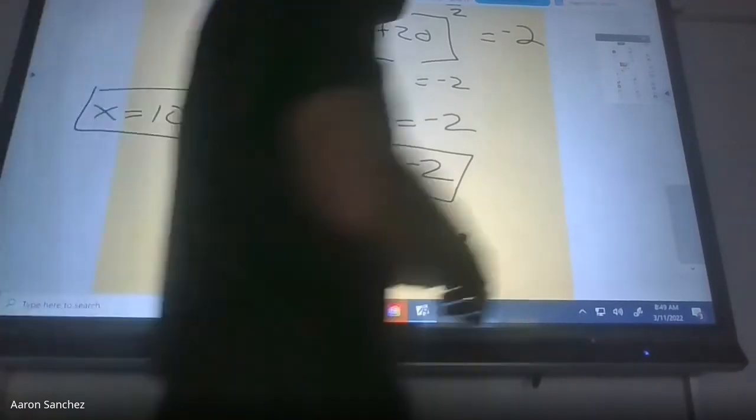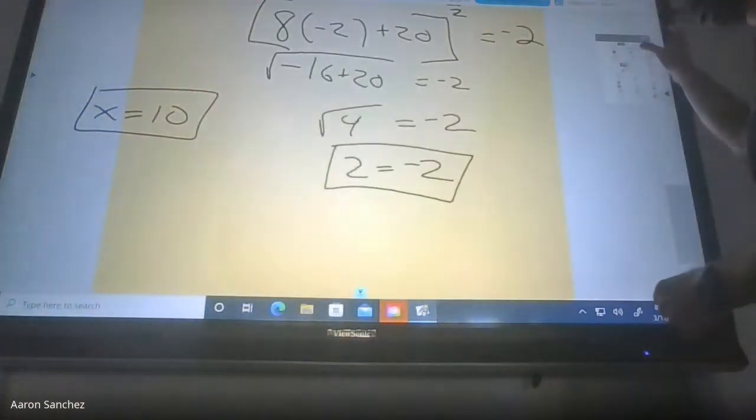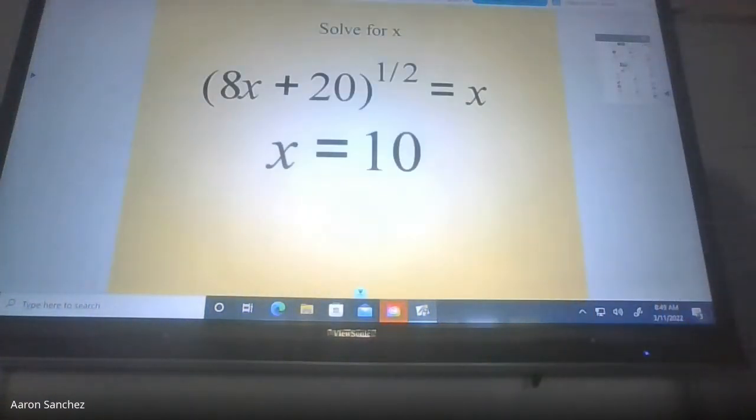Let's see what I have for the answer. I think 10. And remember when we talked about the square root, we only take the positives and not the negatives to make it a point. Did I ever talk about that? All right, let's do another one.